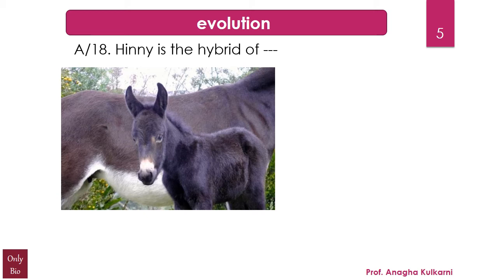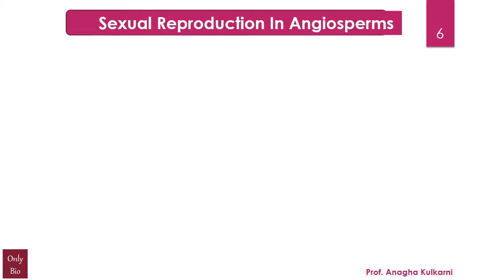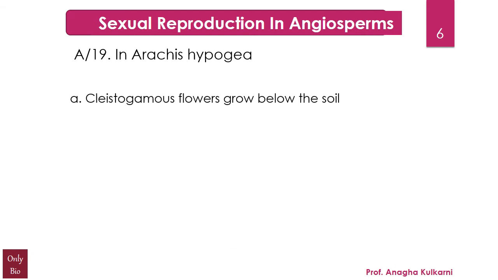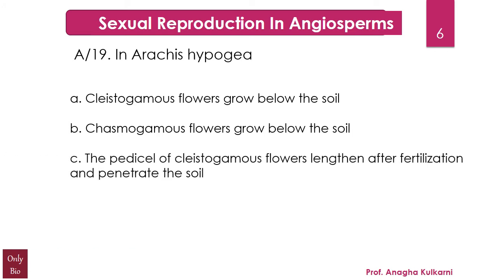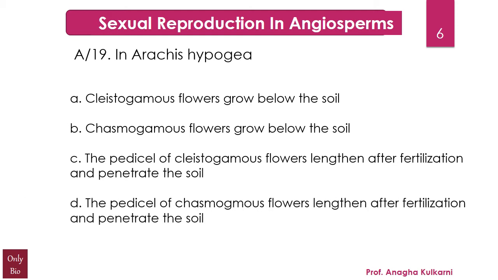Okay, we come to the next question. The next question relates with the chapter sexual reproduction in angiosperms. And the question is, in Arachis hypogea, A. Cleistogamous flowers grow below the soil. B. Chasmogamous flowers grow below the soil. C. The pedicel of cleistogamous flowers lengthens after fertilization and penetrates the soil. And D. The pedicel of chasmogamous flowers lengthen after fertilization and penetrate the soil.